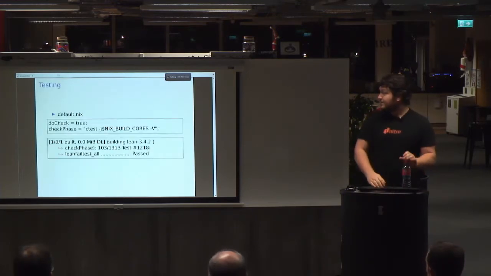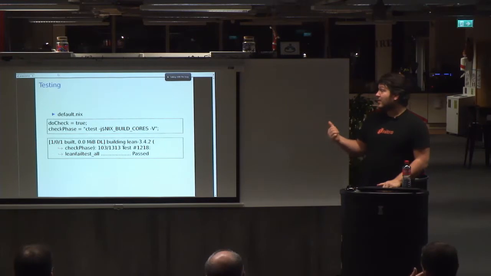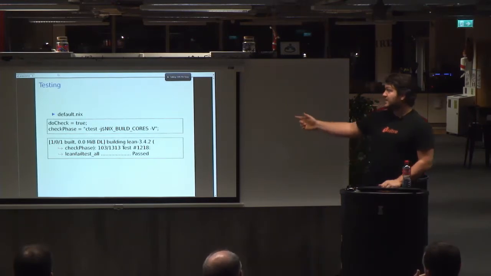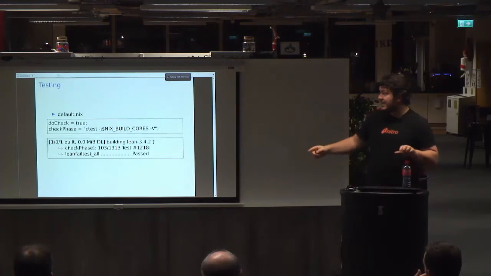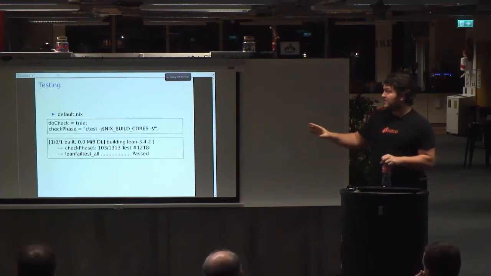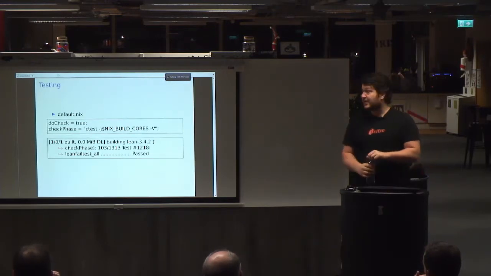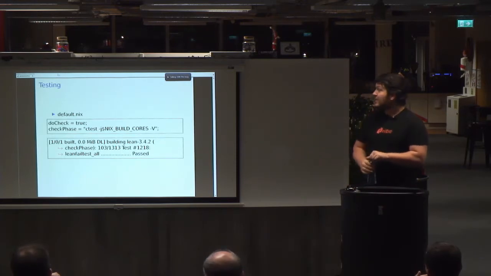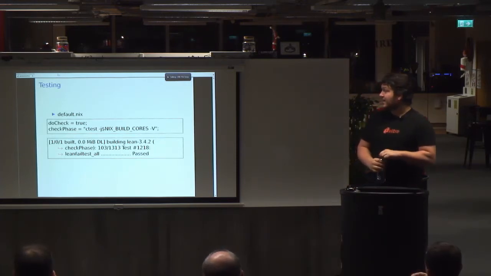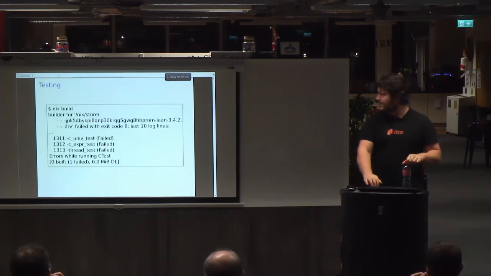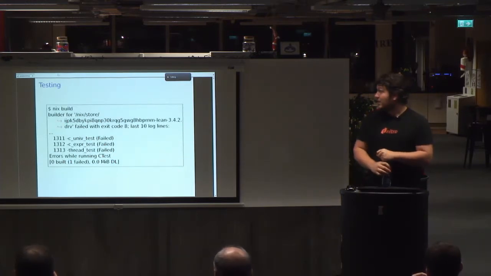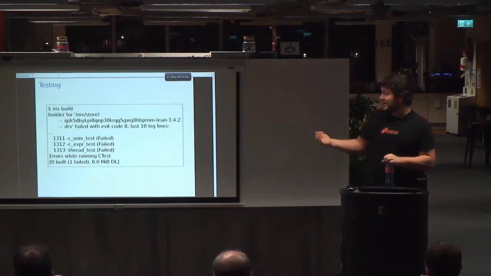And so how's this done? We add tests to our Nix packages by specifying the check phase. In this case, the lean package comes with a ctest test, so I can just run ctest during the check phase. And if I do nix build again, it will build everything, test everything, and I see a few test failures.